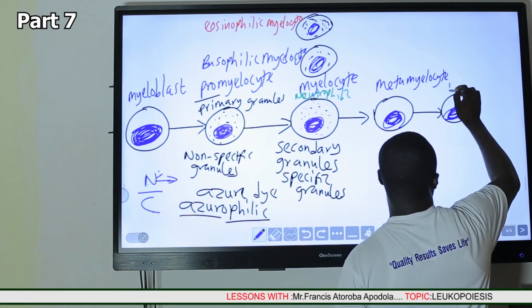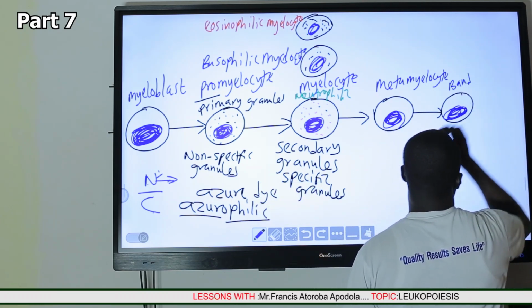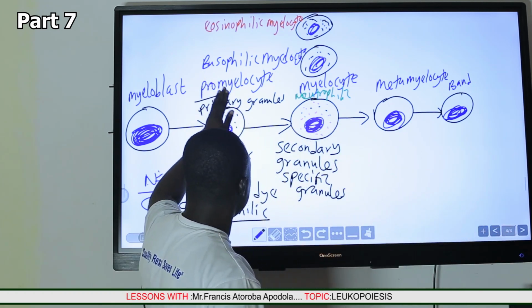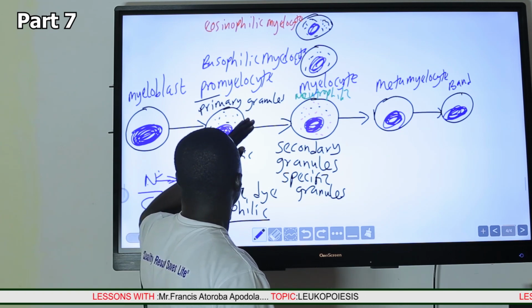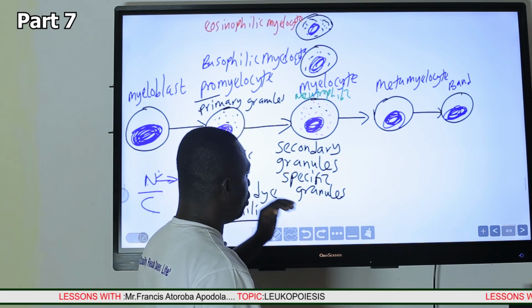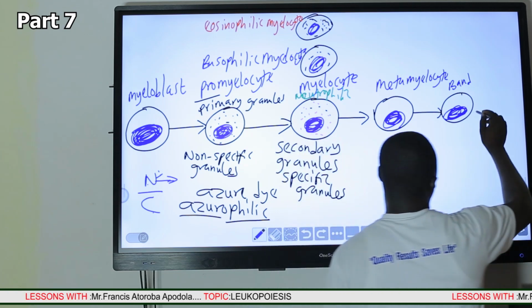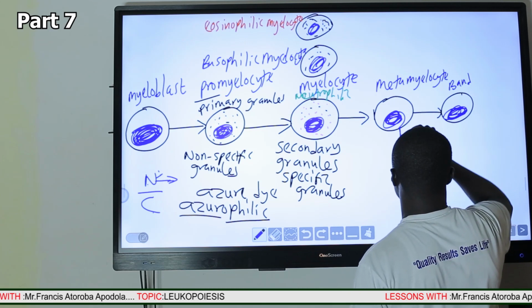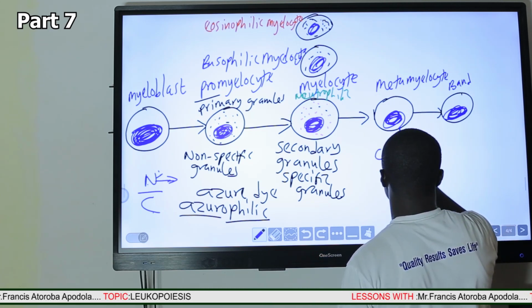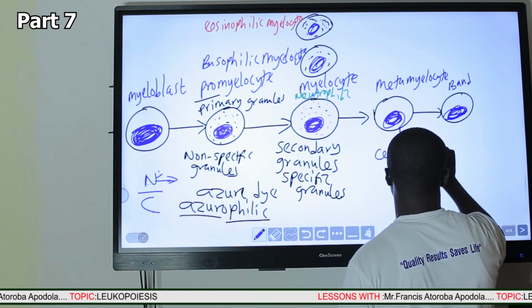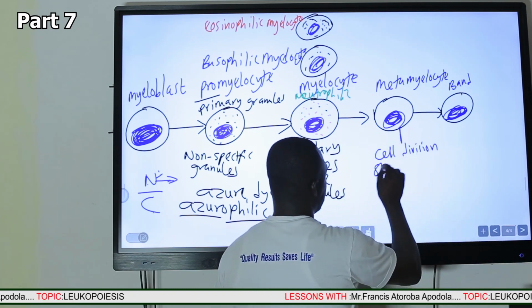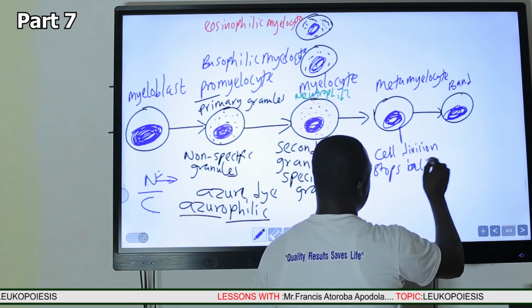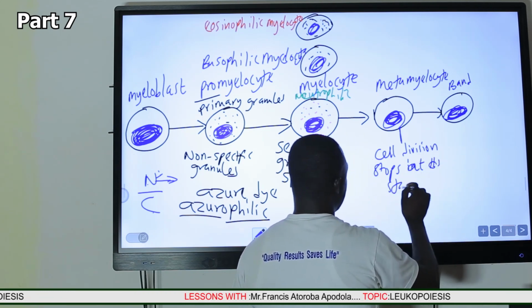So we have the band eosinophil, the band basophil, and the band neutrophil. Then the metamyelocyte stage is actually the stage where cell division ceases. So cell division stops in the metamyelocyte stage.